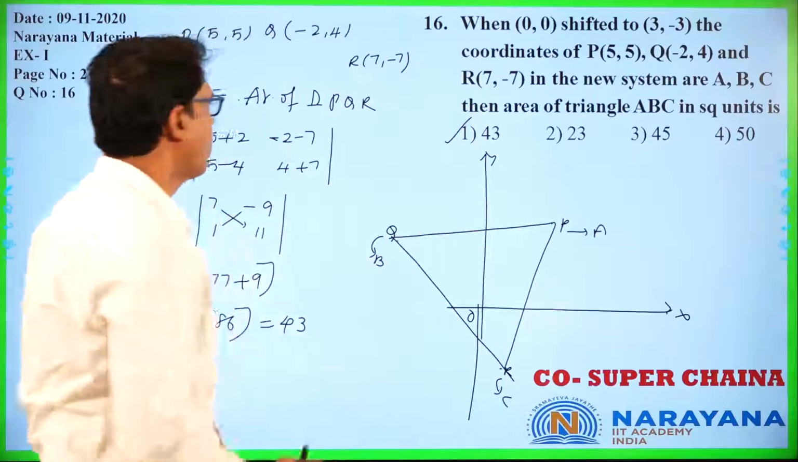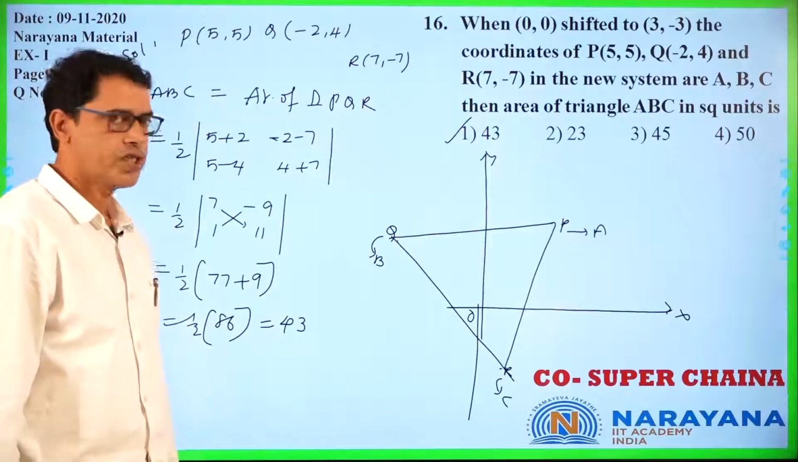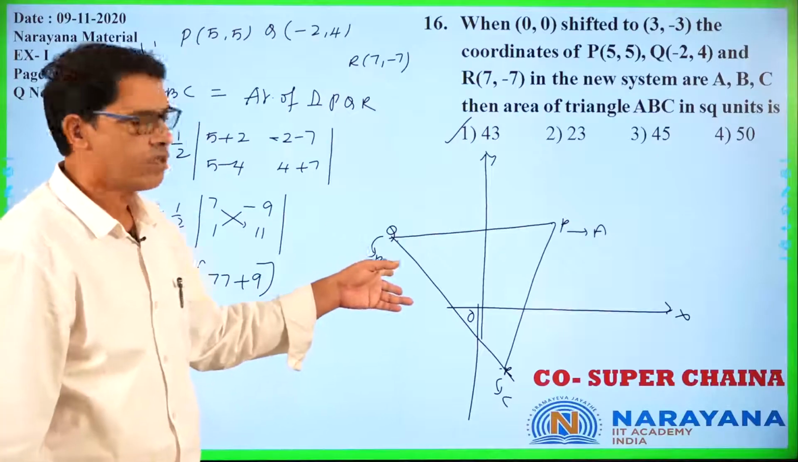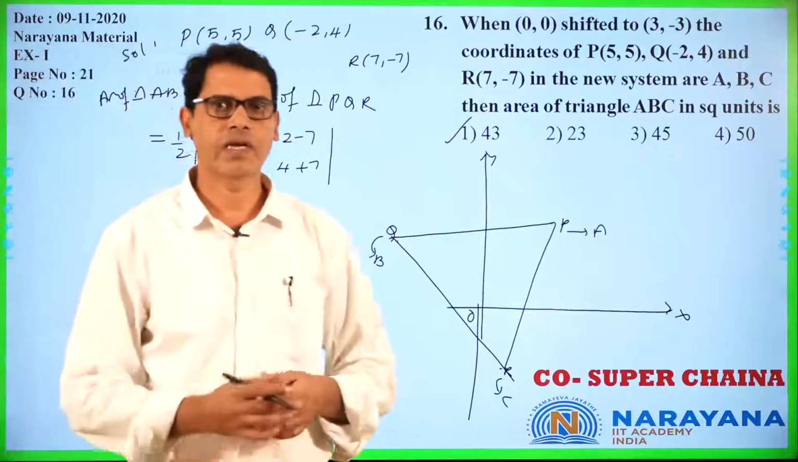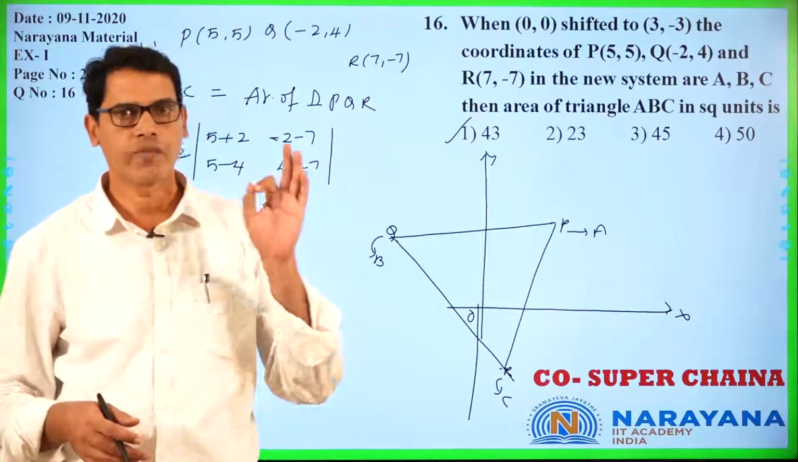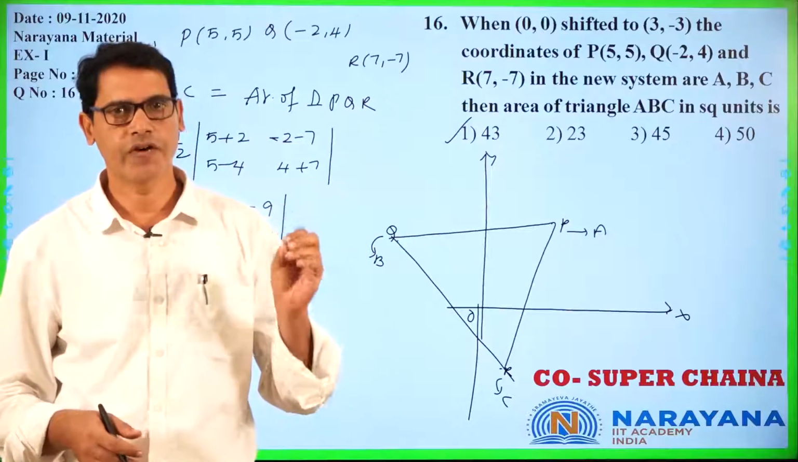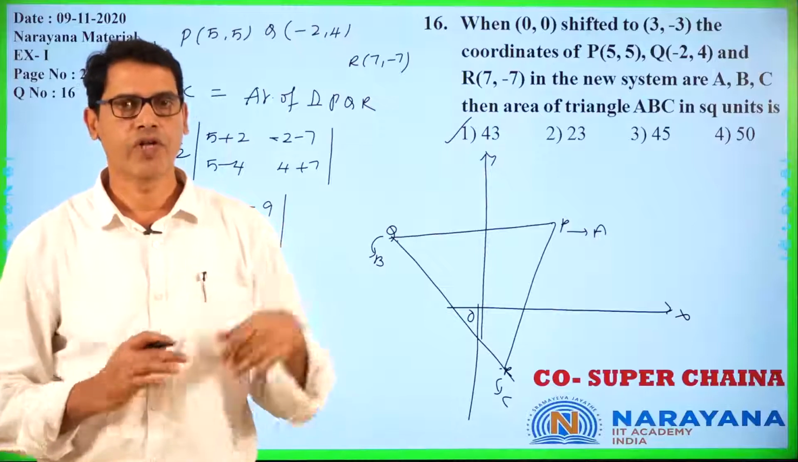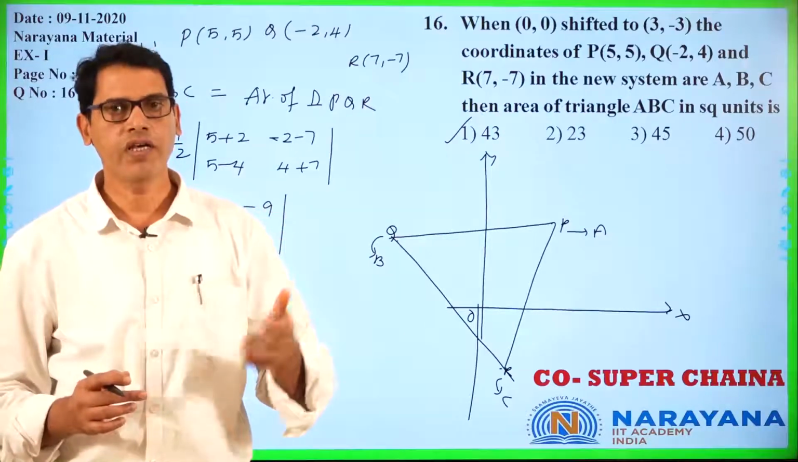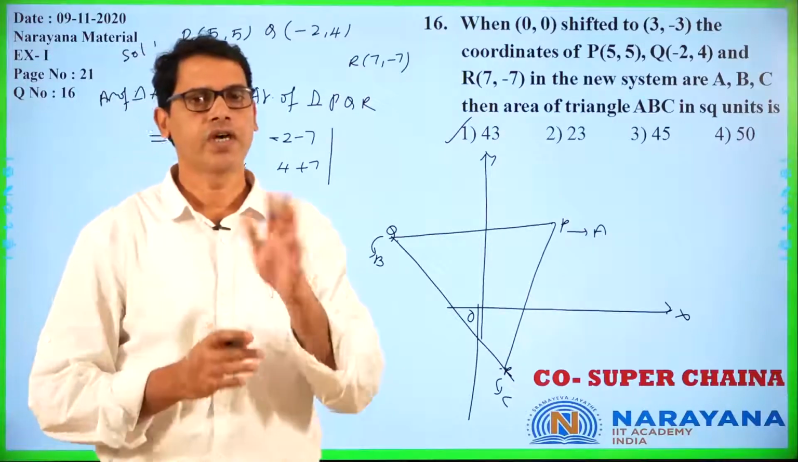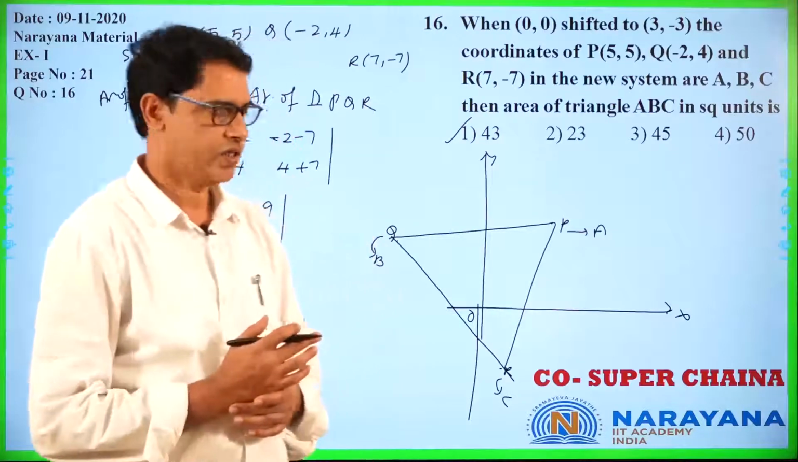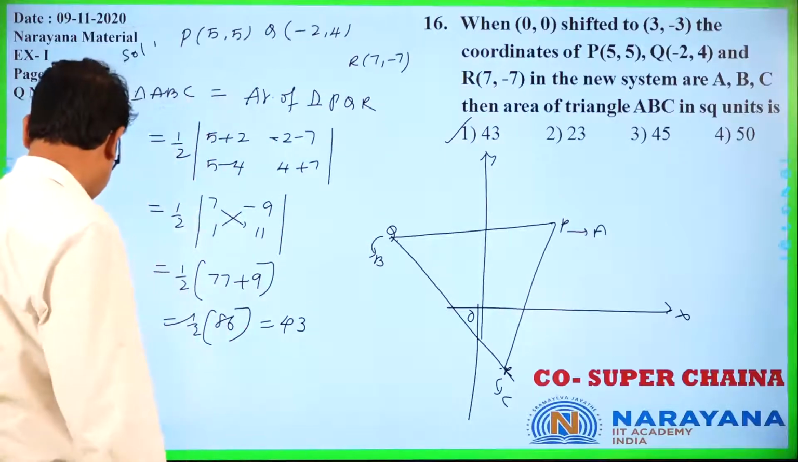Here you must note one point: before the translation and after the translation, the position of the points remains the same. So the position of any curve remains the same. Only the coordinates will change, and only the equation will change to another equation. Now next one.